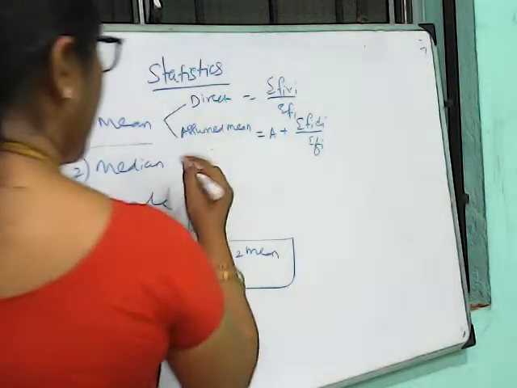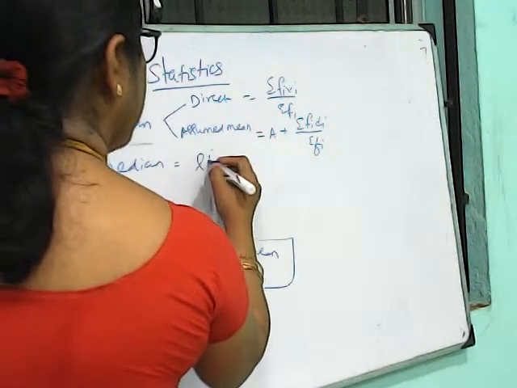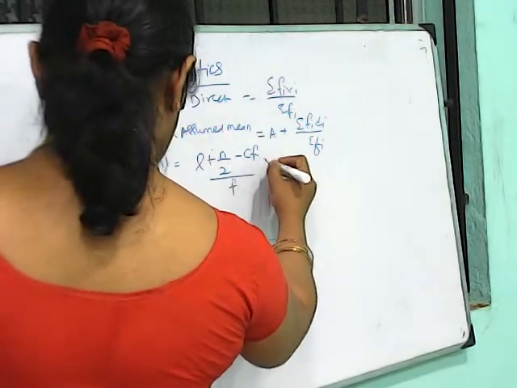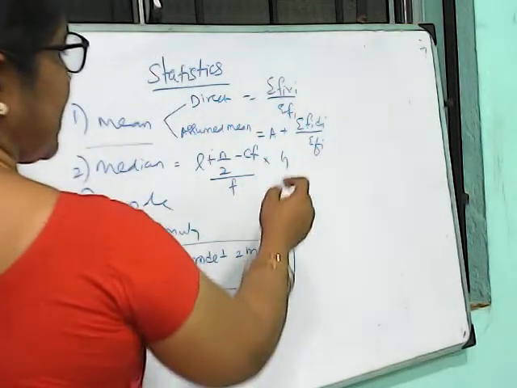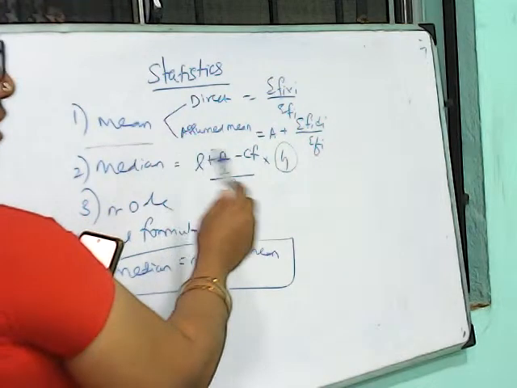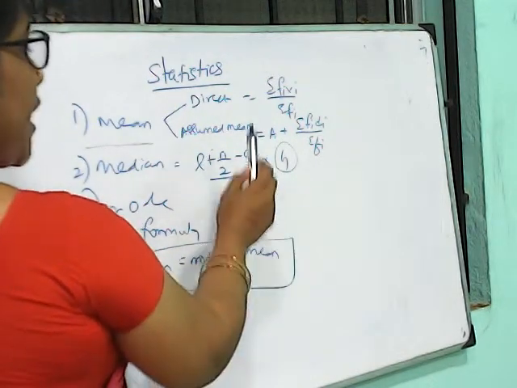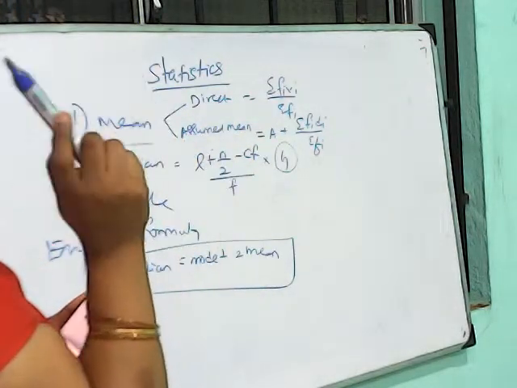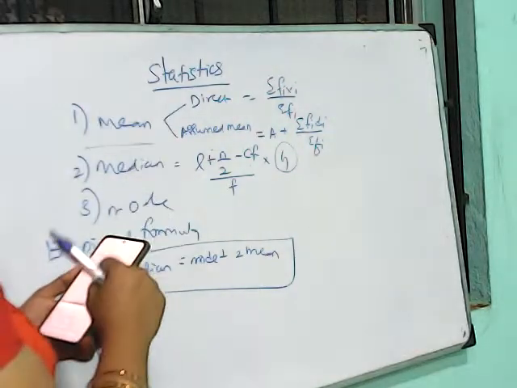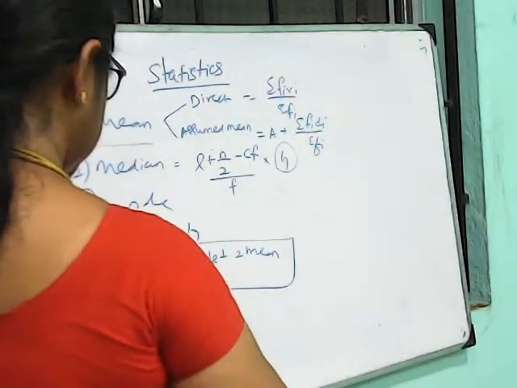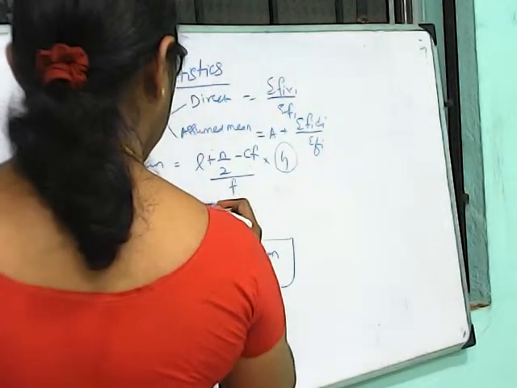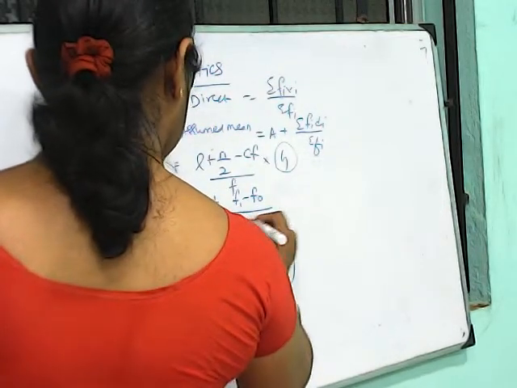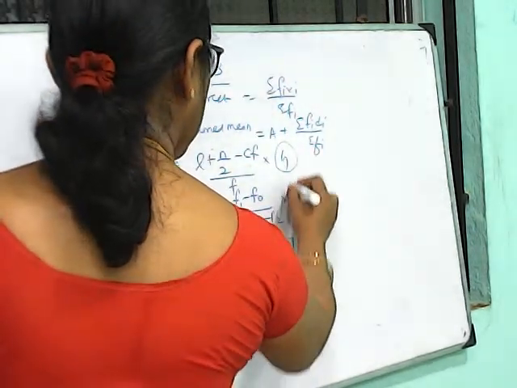For the median class interval you have L plus (n by 2 minus CF) by F into H, where H is the height of the class interval. For median, you have to find the cumulative frequency. Without cumulative frequency you cannot find the median. So when we hear median, what should come to mind is cumulative frequency. Now coming to mode, the formula is L plus (f1 minus f0) divided by (2 f1 minus f0 minus f2) into h.